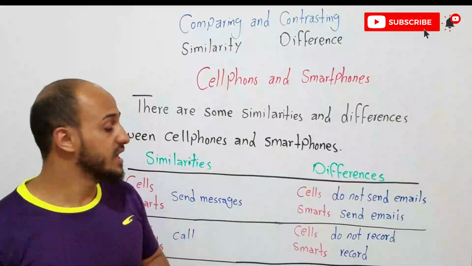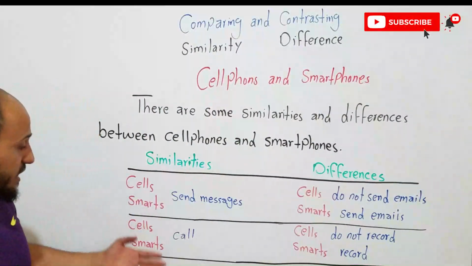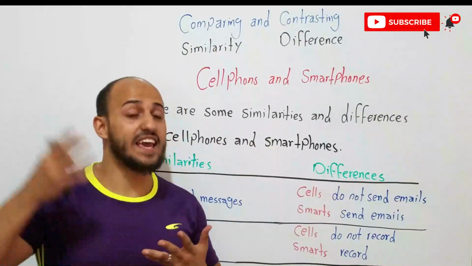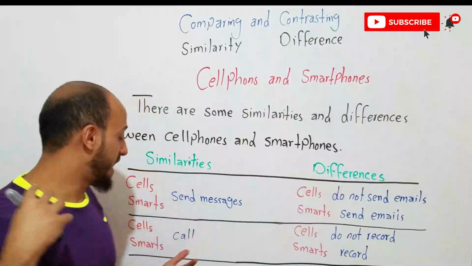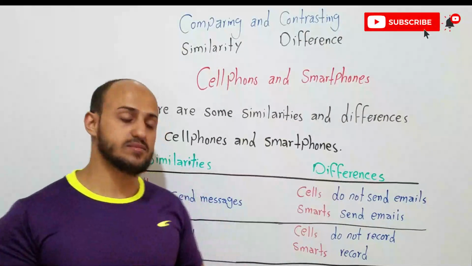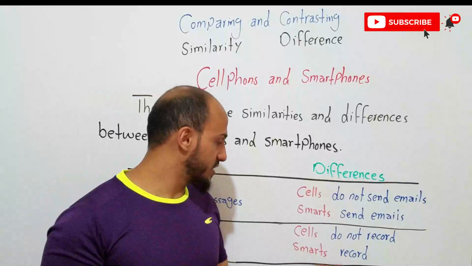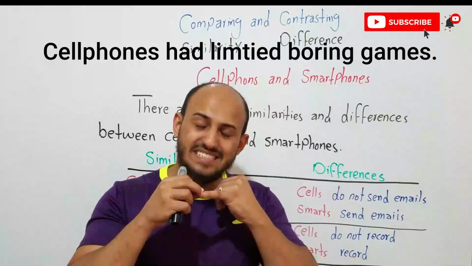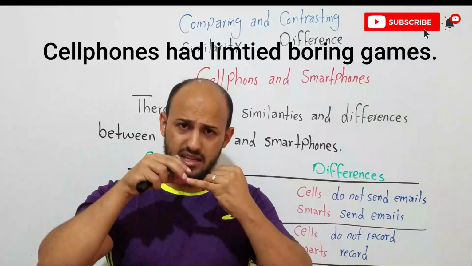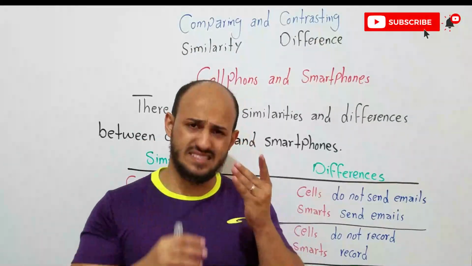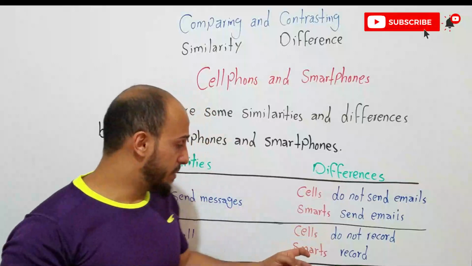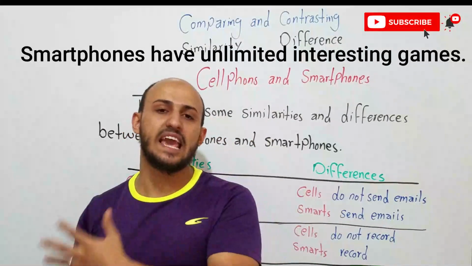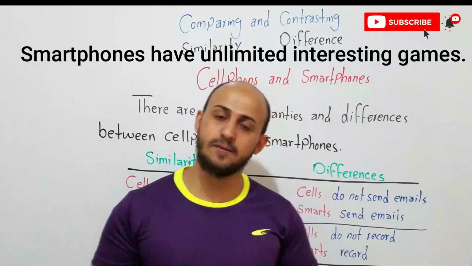The number you want. For example, here, cell phones and smarts have games. They had games, cell phones, and smarts also have games. When you talk here, you say cells have limited, boring games, the same games. But when you talk about smarts, you will say unlimited, interesting games. You get the idea? Good.